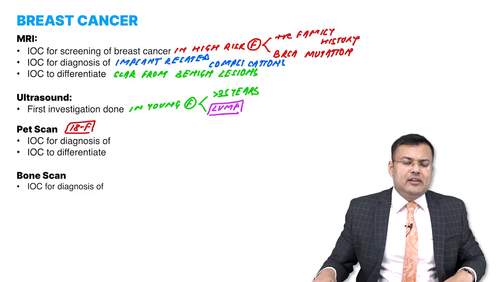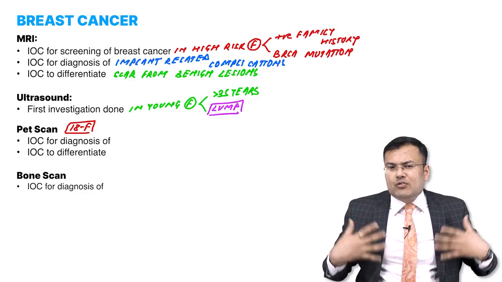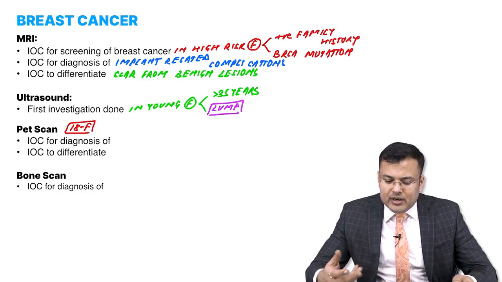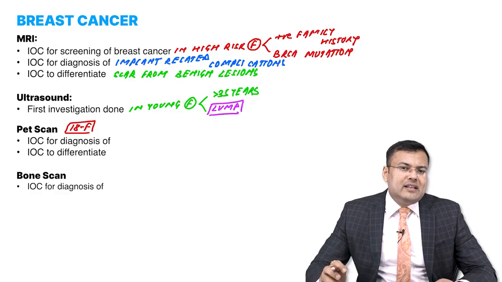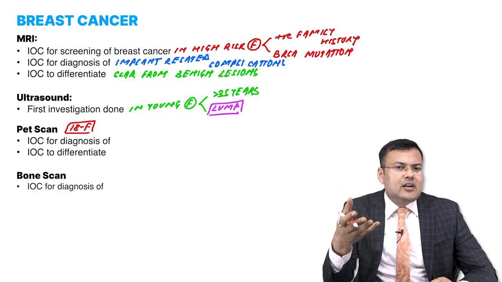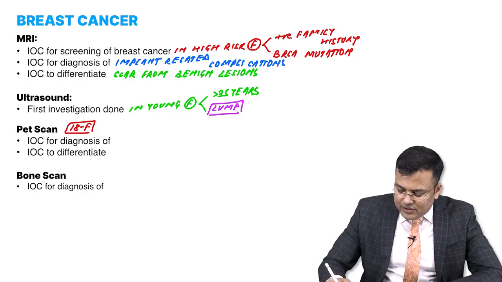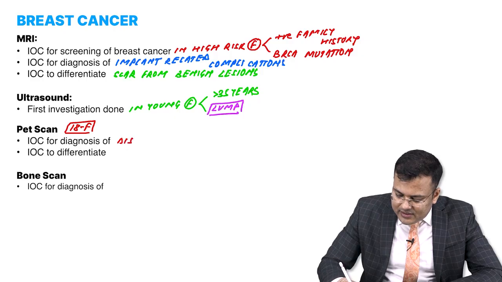What's the role of PET scan? You know, it is used for diagnosis of malignancy anywhere in the body, distant metastasis anywhere in the body. So for most of the malignancies, if there is distant metastasis, you can detect it with the help of PET scan. So investigation of choice for diagnosis of distant metastasis.